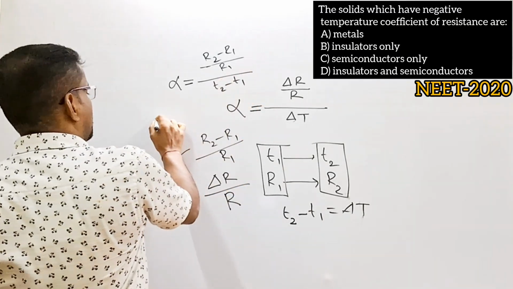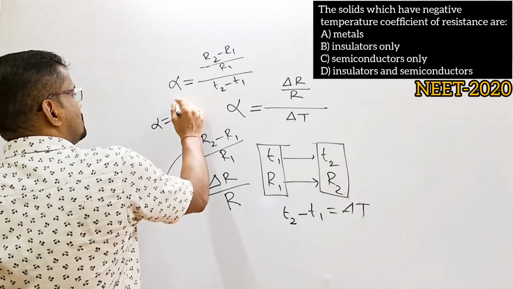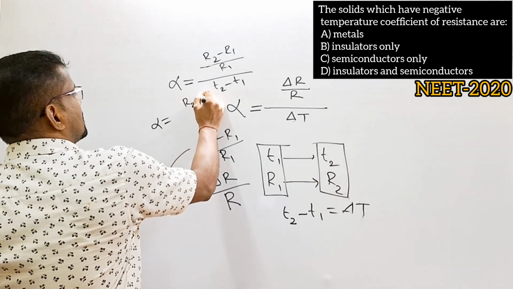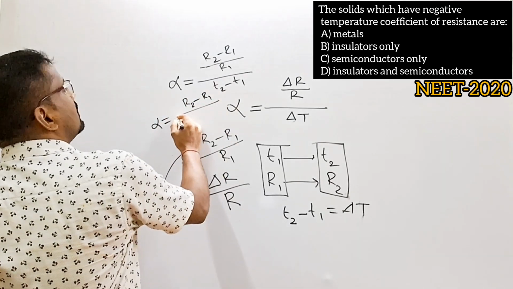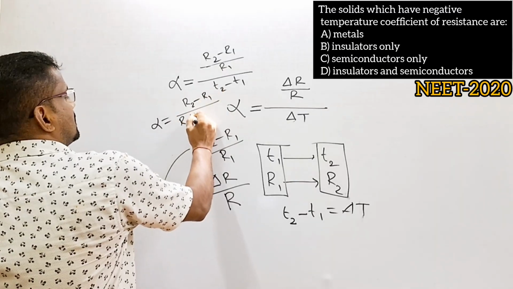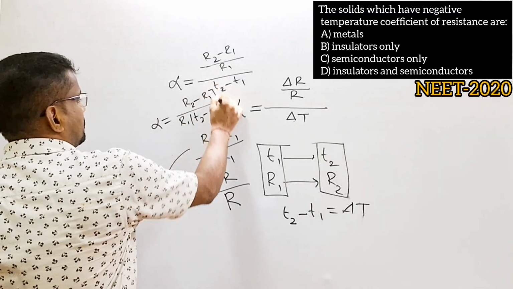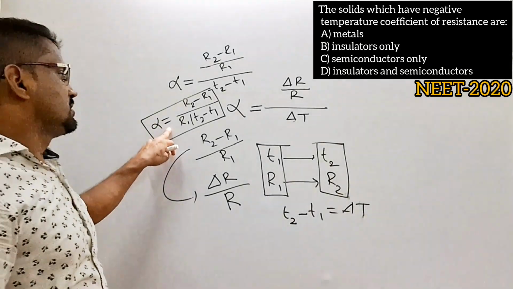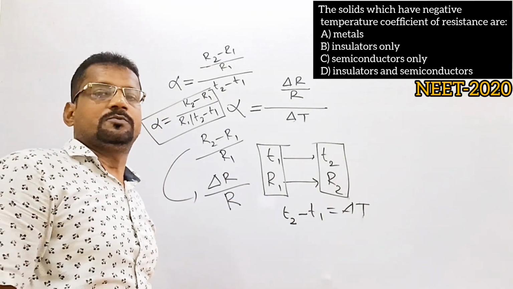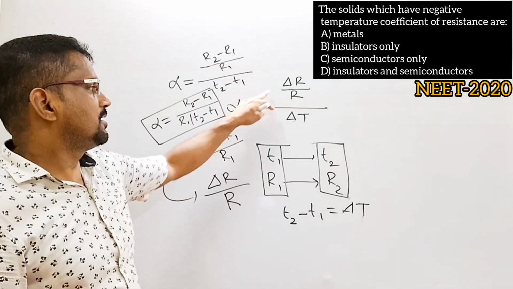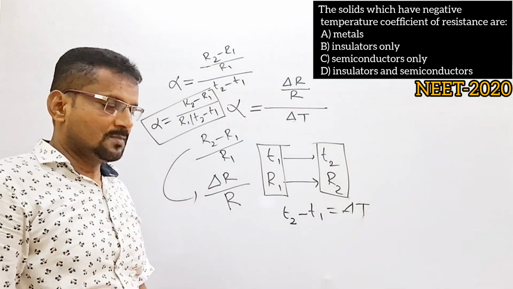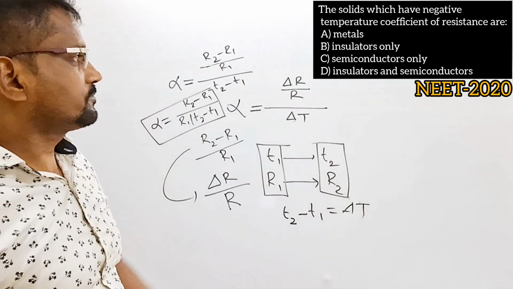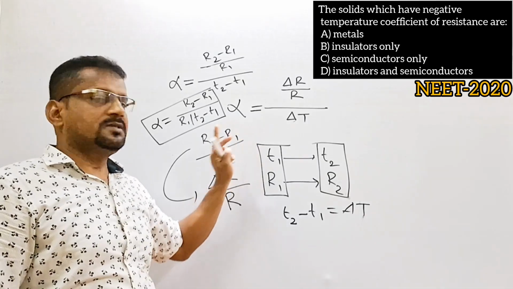If you simplify this, alpha is equal to R2 minus R1 divided by R1 times T2 minus T1. So this is the temperature coefficient of resistance as we have learned in your textbook, and the same thing can be written in short like this. Now come to the main question, that temperature coefficient is negative.